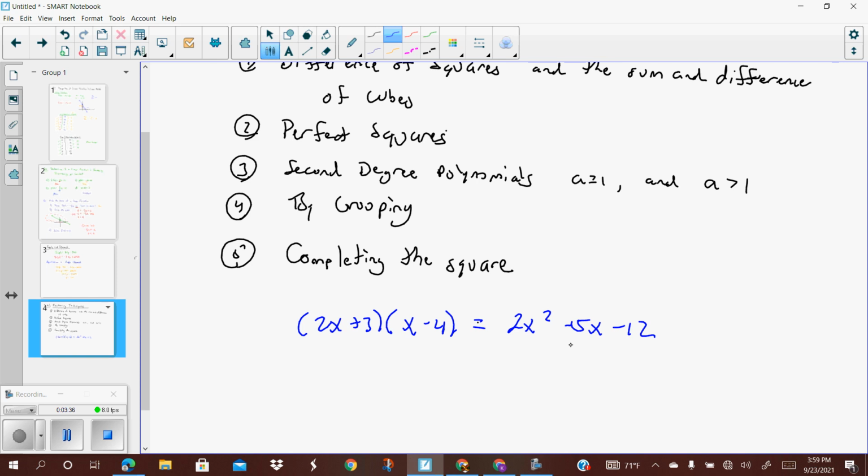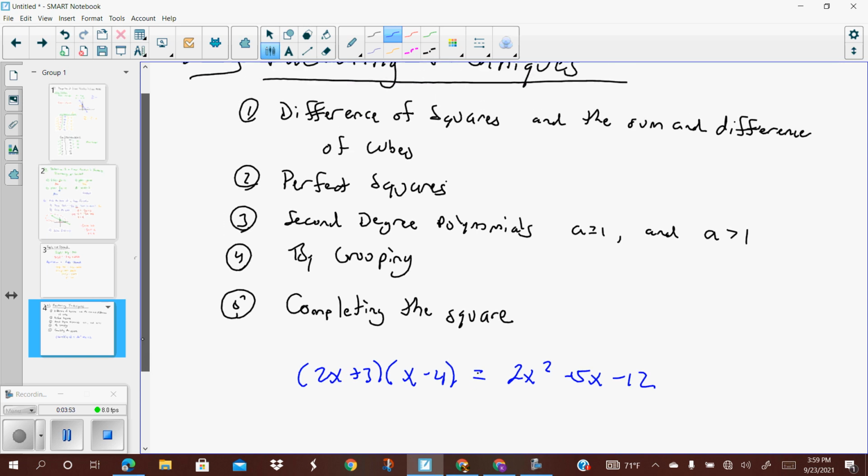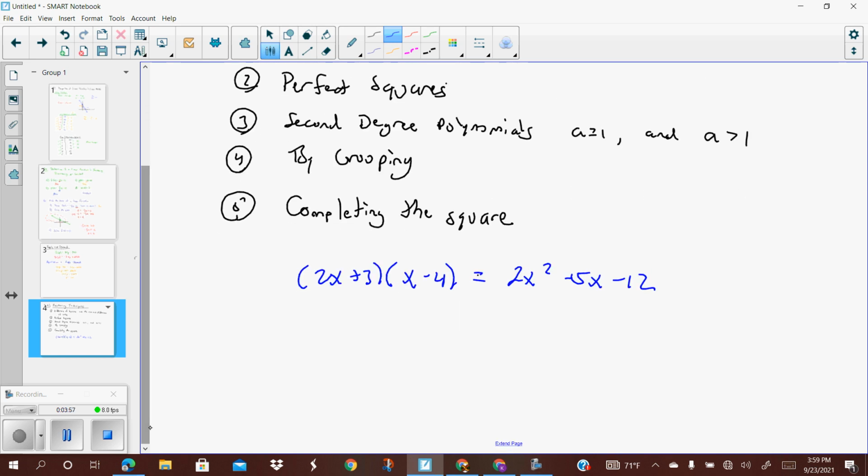So the first thing is we're going to have to identify what it is that we're looking at. What type of equation am I given so that I know what method to use. So the first one that we talked about was factoring the difference of squares. This will follow number 1.